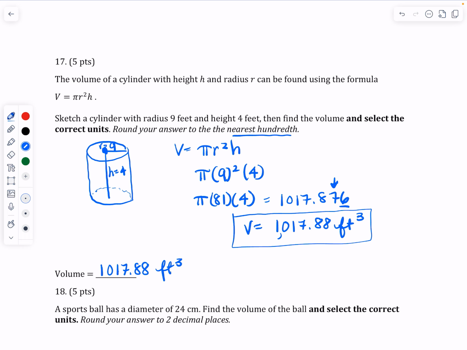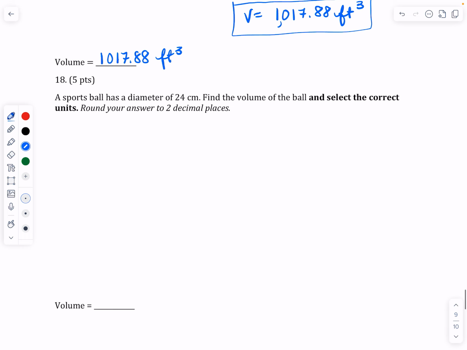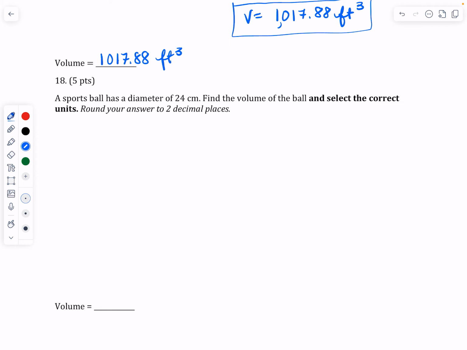Okay, I'm going to go ahead and do 18. A sports ball has the diameter of 24 centimeters. Find the volume of the ball and select the correct units. Okay, so we're assuming that this is a sphere.